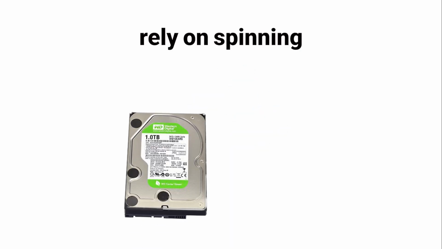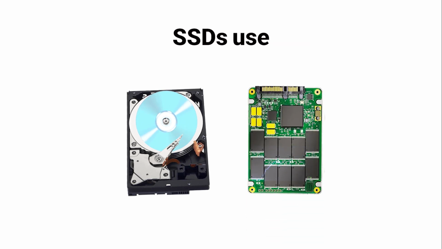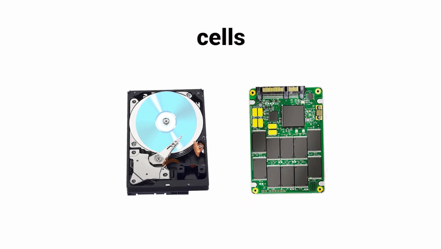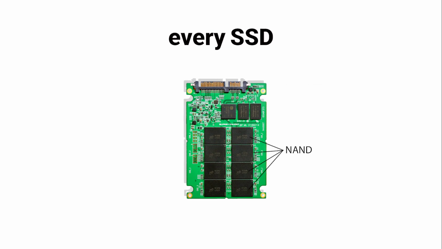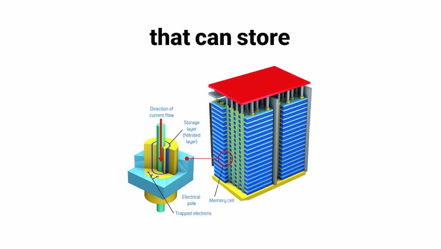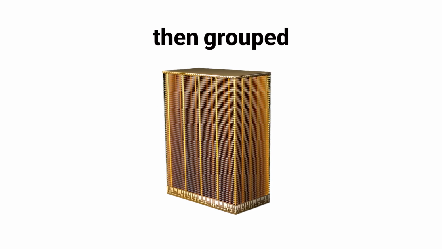While HDDs rely on spinning disks and delicate read-write heads, SSDs use flash memory, which stores data in a grid of electrical cells. At the heart of every SSD is an array of NAND flash memory chips, each containing millions of tiny cells that can store one or more bits of data. These cells are organized into pages, which are then grouped into blocks.